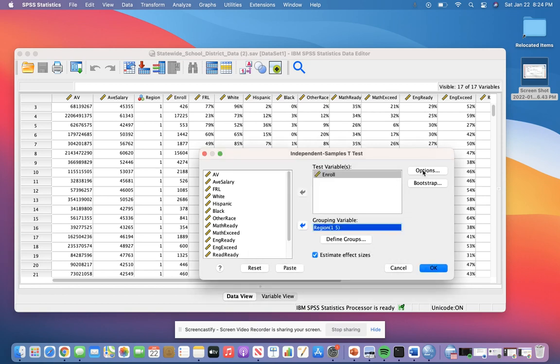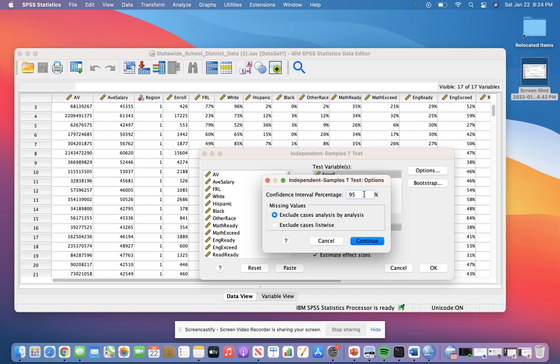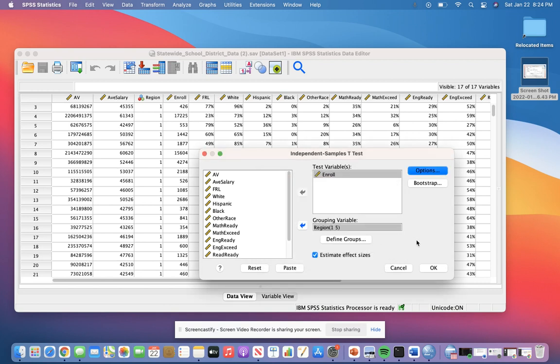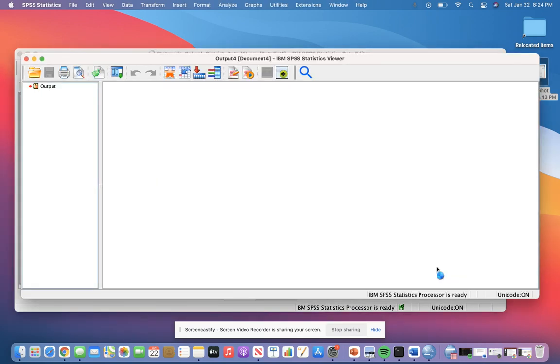And then we are going to go to options. And then this defaults to 95% confidence interval. And what that means is for a one-tailed p-value, we want an alpha level of 0.05 to determine if the difference in scores is significant or not. And if it's a two-tailed p-value, it would have to be a 0.025 alpha level to determine if the difference in scores is significant or not. So I'm going to press continue, and then I'm going to press OK.